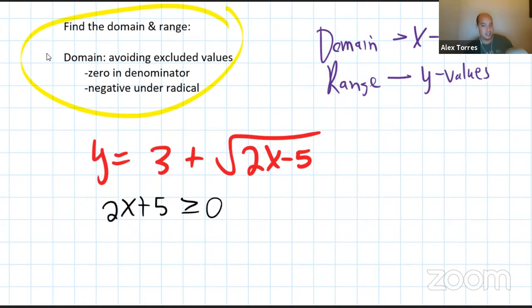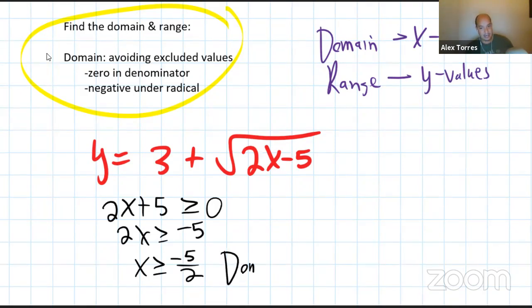And this is an expression of our domain, and we just need to solve it. So 2x greater than or equal to -5, divided by 2, x greater than or equal to -5 over 2. So now we know this has to be restricted to x values that are greater than or equal to -5 over 2. And this is our domain.